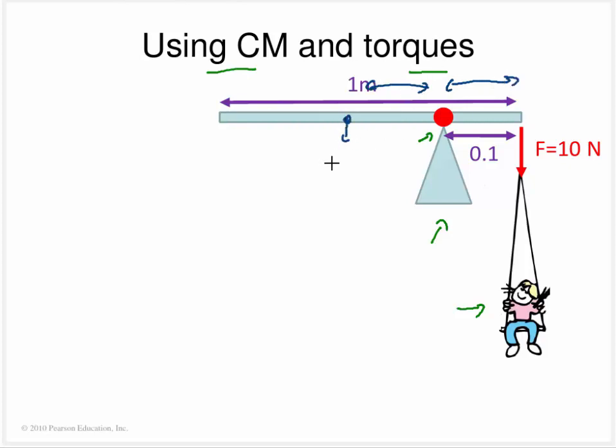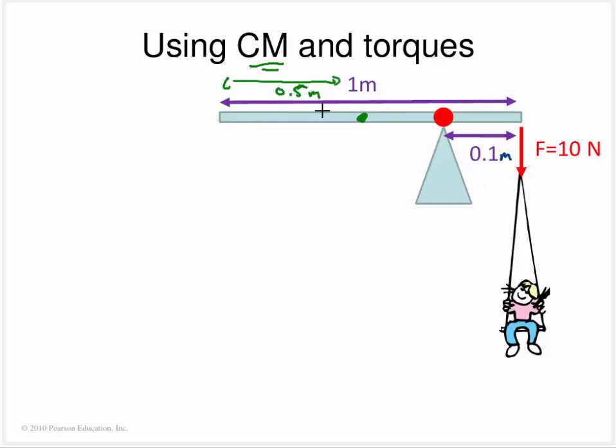So somewhere over here we have some force, some center of mass, and the question is what is that mass? We know that the girl has a weight of 10 newtons and she's located 0.1 meters away from the side. So how much force is there? The key to this is recognizing that this is a uniform board, so the center of mass has got to behave as if it's in the middle. So it's about 0.5 meters in, so it's 0.5 here and 0.5 meters here. And that tells us this distance right here has got to be 0.4 meters.